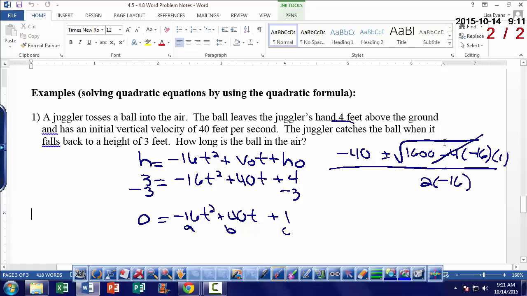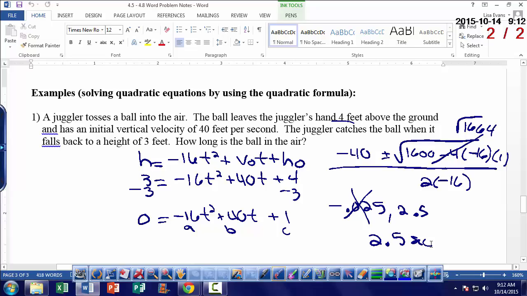So when I simplify this, I get the square root of 1664. Now on my calculator I would get both answers because you want to know which one is positive and negative. If I do negative 40 plus the square root of 1664, divided by negative 32, I believe I get negative 0.025. Then I'm going to do negative 40 minus the square root of 1664 divided by negative 32, and I get 2.5. You can't have a negative time, it doesn't make sense, so our answer is 2.5 seconds.